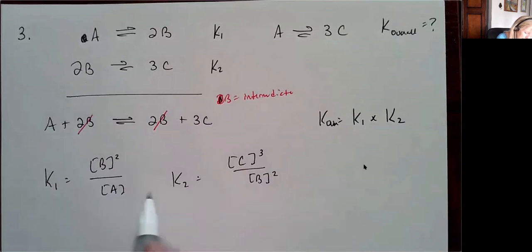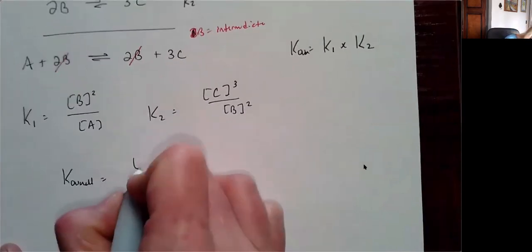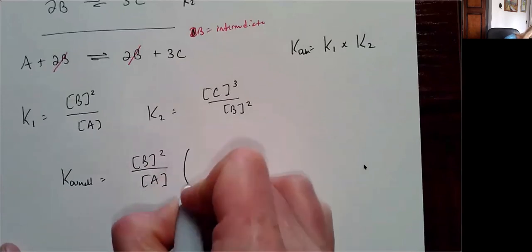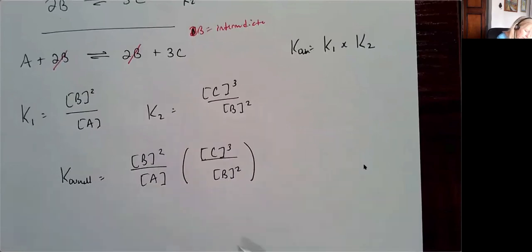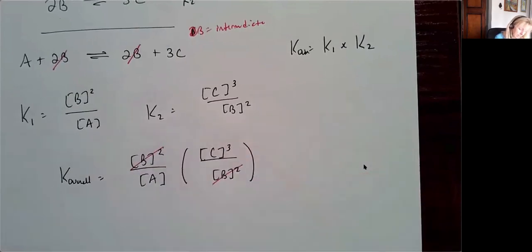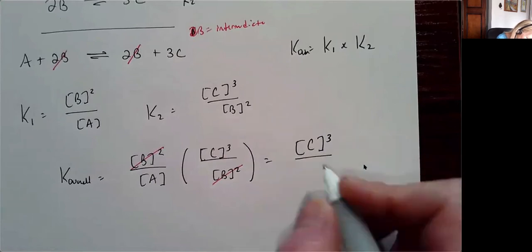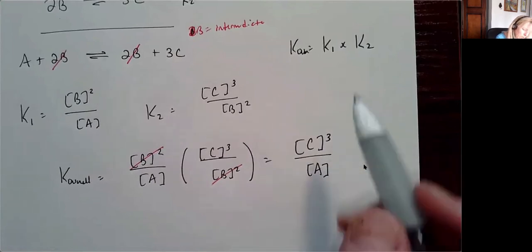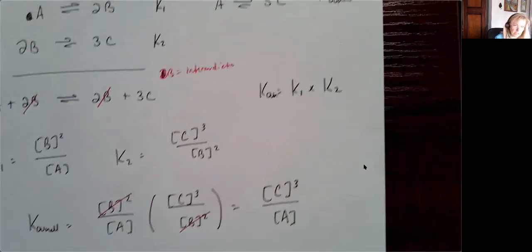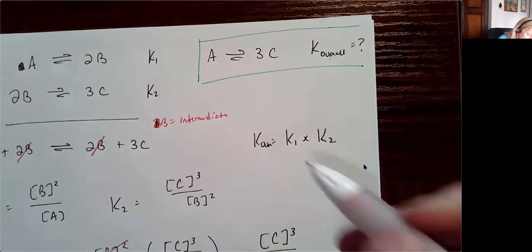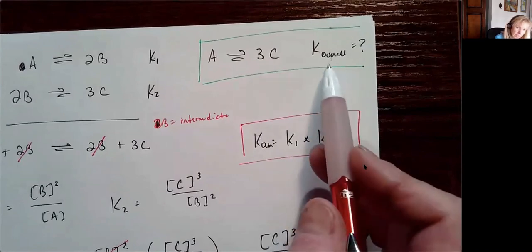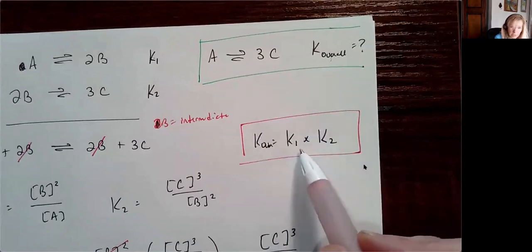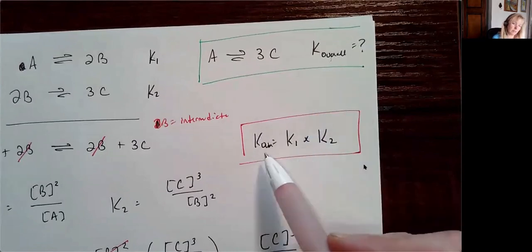If I multiply these together, what you see happen is K overall is going to equal B to the 2nd times C cubed over A times B to the 2nd. And what you see with the intermediate is the intermediates cancel out and I'm left with C cubed over A, which would be the overall rate that I would write for the reaction. So I also have this relationship here. If I have the K values for 2 individual steps, I don't have to calculate the K overall. I can just multiply these 2 individual K's together to get my K overall.